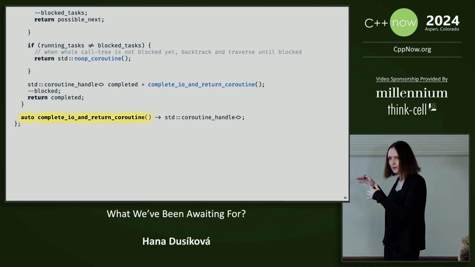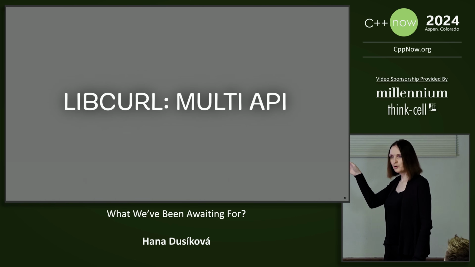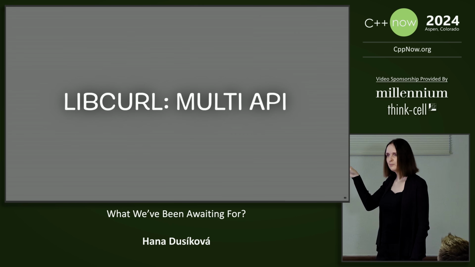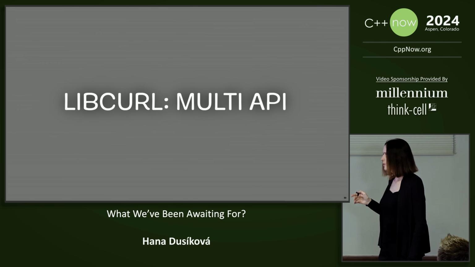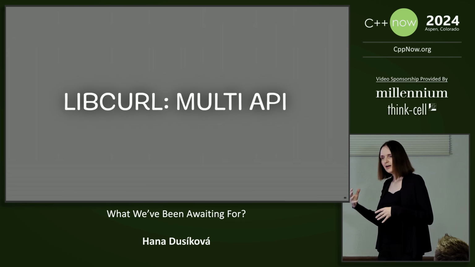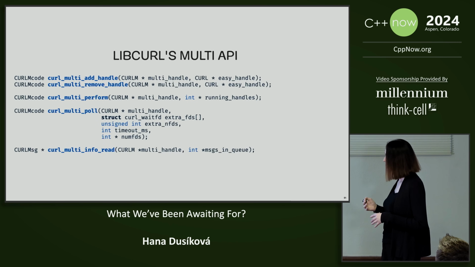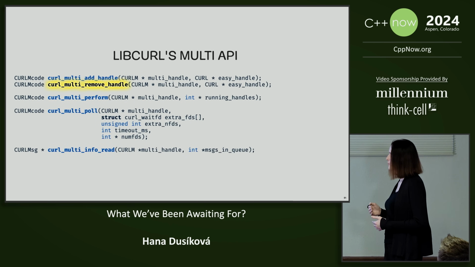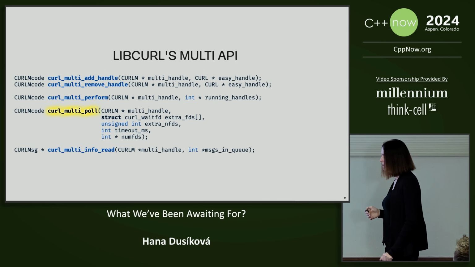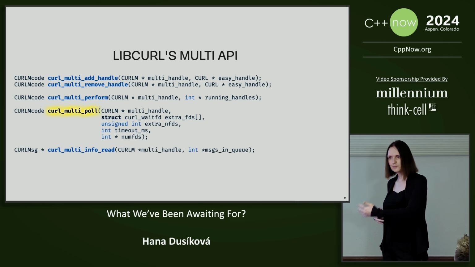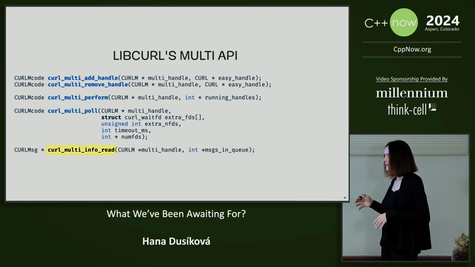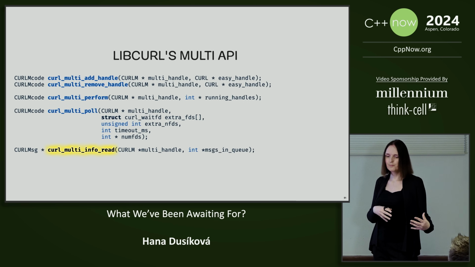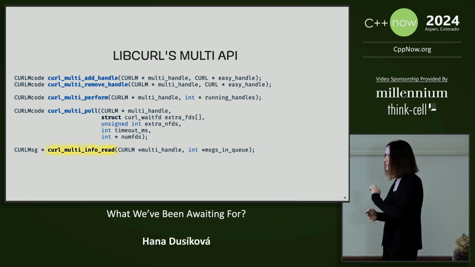The function will do some IO and return the handle. The libcurl multi API. How many people know this API? Okay, 4. It's an asynchronous API for libcurl. You can add the easy handle into a multi handle. You can remove it from it. You can perform on a set of handles. You can poll until there is something happening on IO, or you can access which handle was finished, the easy handle which was finished. All these 5 functions you need to implement CoCurl.